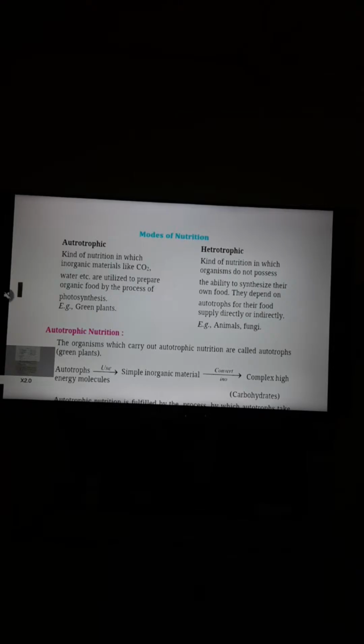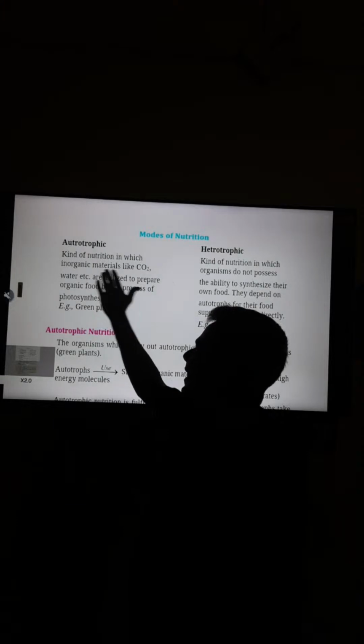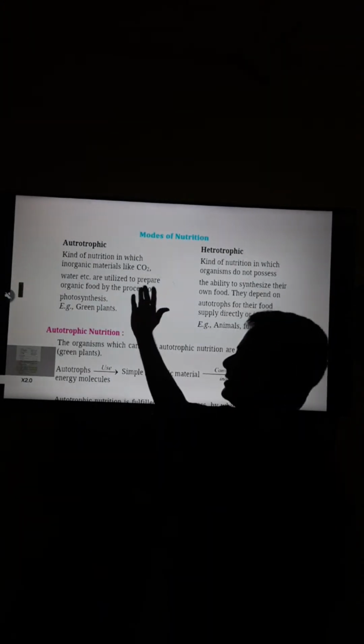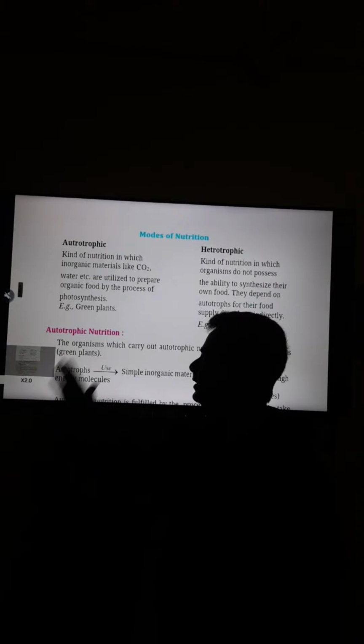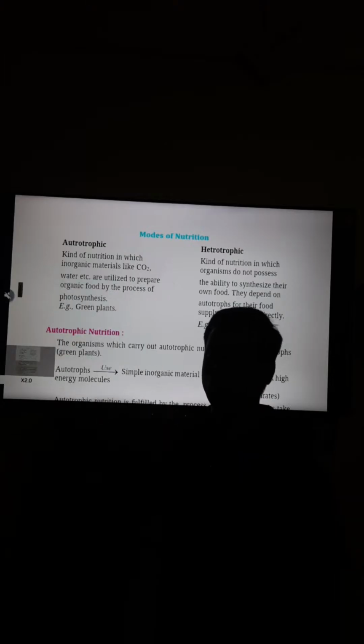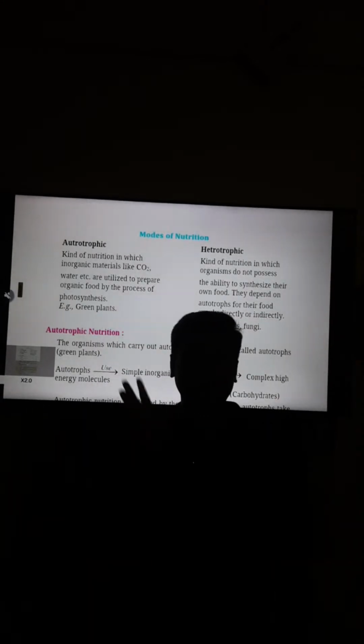What do you mean by autotrophic mode of nutrition? It is a kind of nutrition in which inorganic materials like carbon dioxide and water are taken by the plants and utilized to prepare organic food. How do they prepare organic food? By using inorganic materials, carbon dioxide and water. This process is known as photosynthesis. Plants prepare their food with the help of photosynthesis, hence they are called autotrophs. Examples: all green plants and a few microorganisms, students. It is not mentioned here, but I am telling you, some microorganisms have photosynthetic pigments in their body. They have chlorophyll, so they can prepare their food.